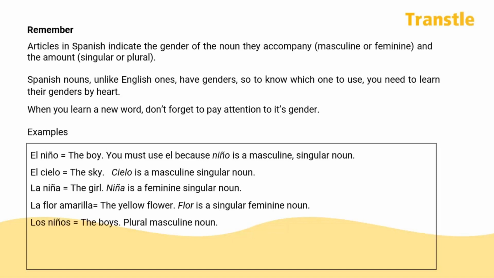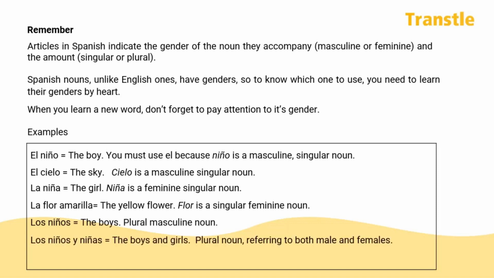Other examples are los niños. The boys. Los niños y niñas. This one refers to both male and females, that is why we use los. Las niñas. The girls. As you can see, we apply the rules of the chart above and use the articles with the noun to which they correspond by gender, masculine or feminine, and amount, singular or plural. Now, let's talk about the indefinite article.